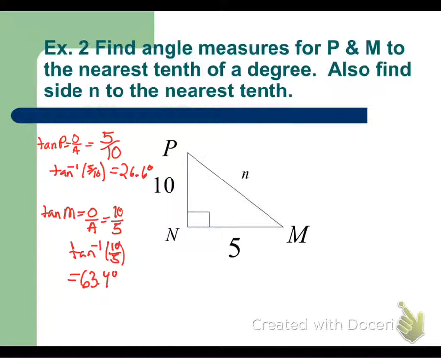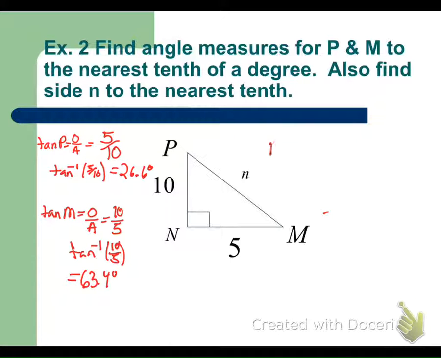Okay, we have now found both angles. We have to find the missing side. How do we find the missing side? So we don't necessarily add them. We have a pretty famous theorem that starts with a P. We're going to Pythagorean theorem it.